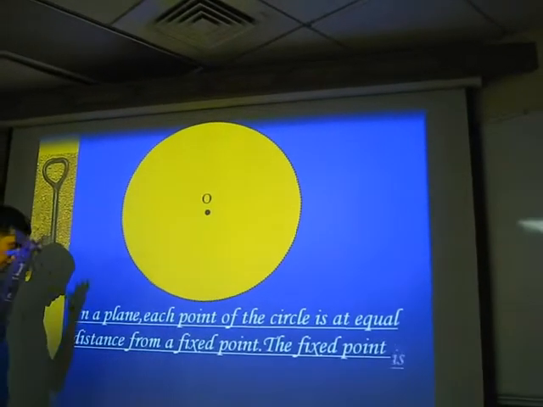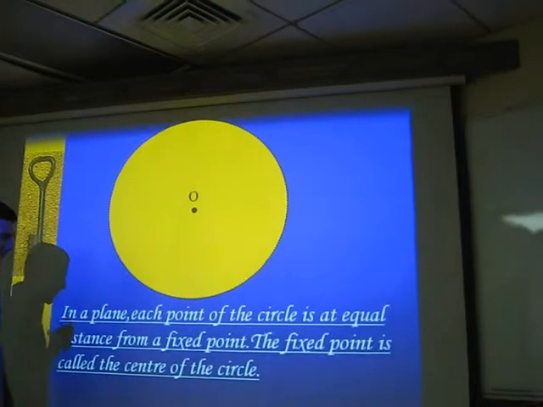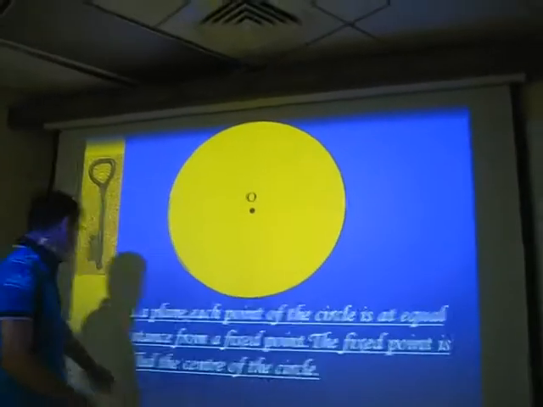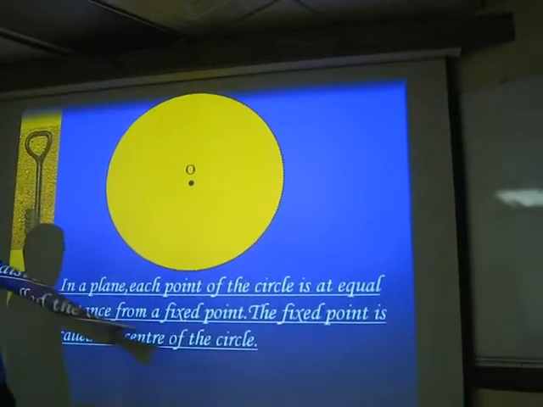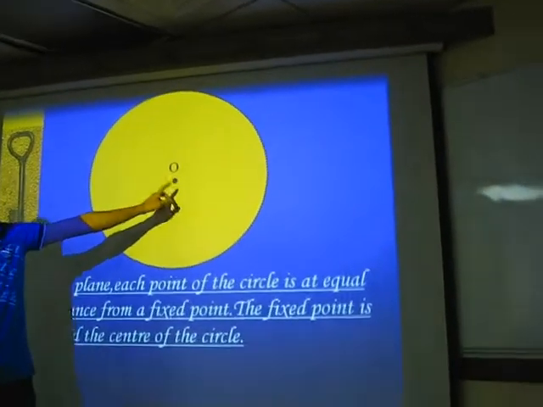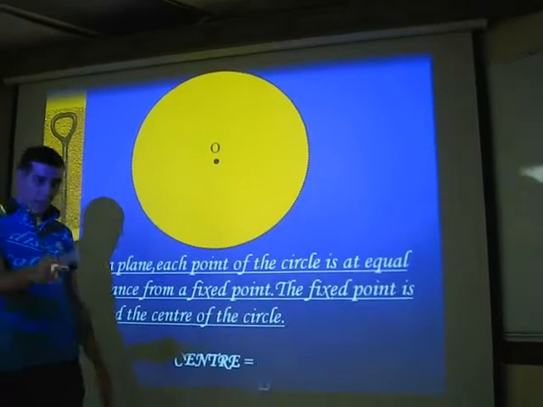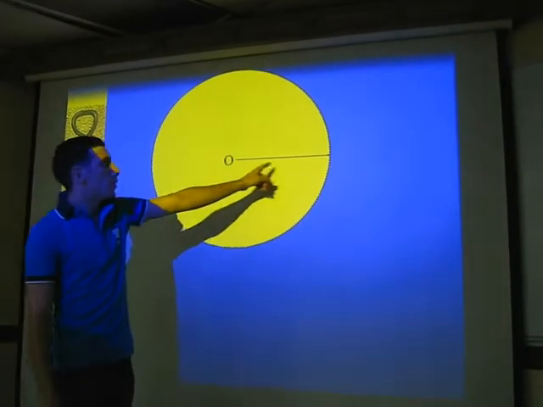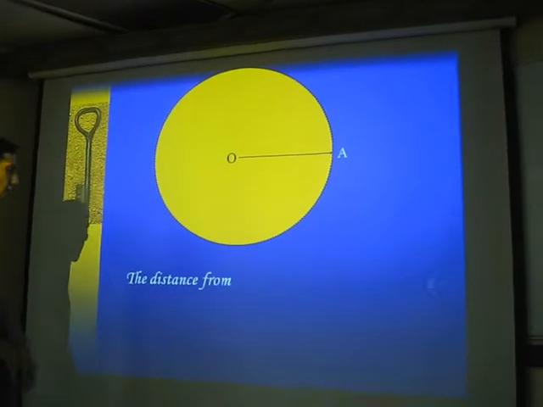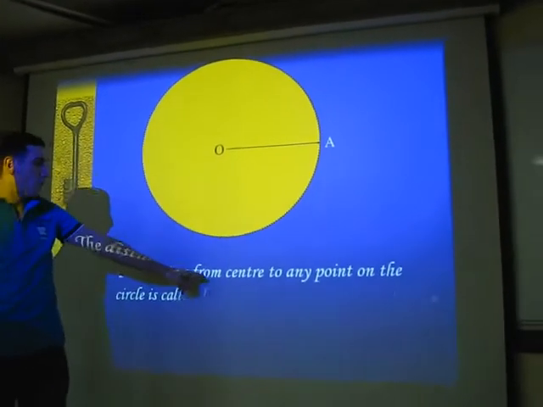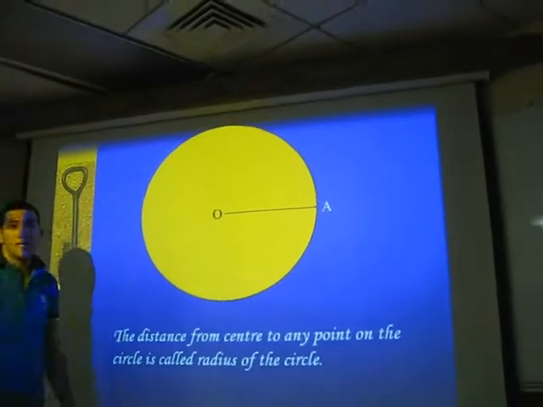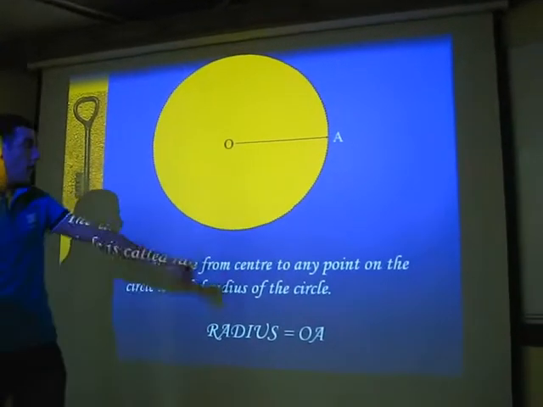This is the circle. In a plane, each point of the circle is at an equal distance from a fixed point. The fixed point is called the center of the circle. Center equals O. What is the radius? O to A, OA, is a radius. We said the distance from the center to any point on the circle is called the radius of the circle. Then the radius equals OA.